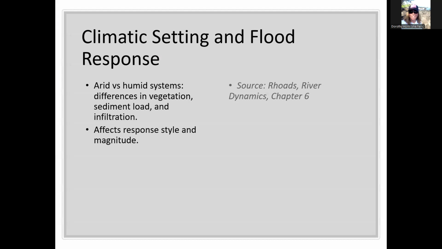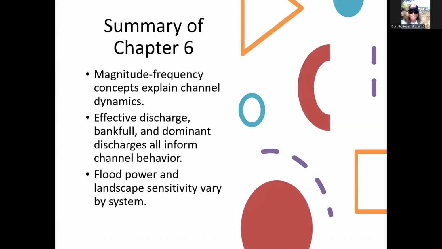So also we have to look at different systems. So dry and humid systems. We're in a pretty dry system up north. As you get closer to the water here in the ocean, we are more humid. We have different kinds of vegetation. So we see different sediment loads and different kinds of infiltration of that water. That's something that we learned about in the beginning. So all of those effects, right? All of the differences really affect the magnitude of the flood response that the setting is going to have.